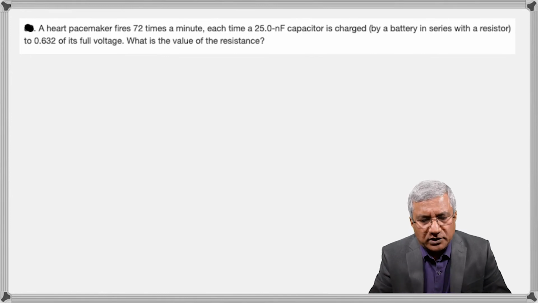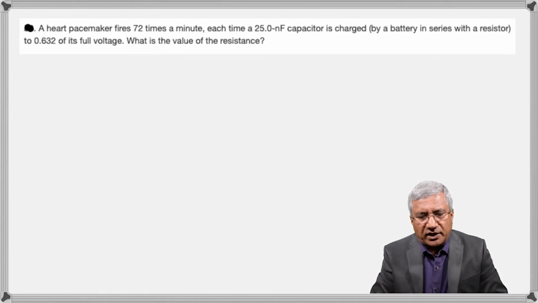All right, here's the one. A heart pacemaker fires 72 times a minute. Each time, a 25.0 nanofarad capacitor is charged by a battery in series with a resistor, and it's charged to 0.632 of its full voltage. What's the value of the resistance?